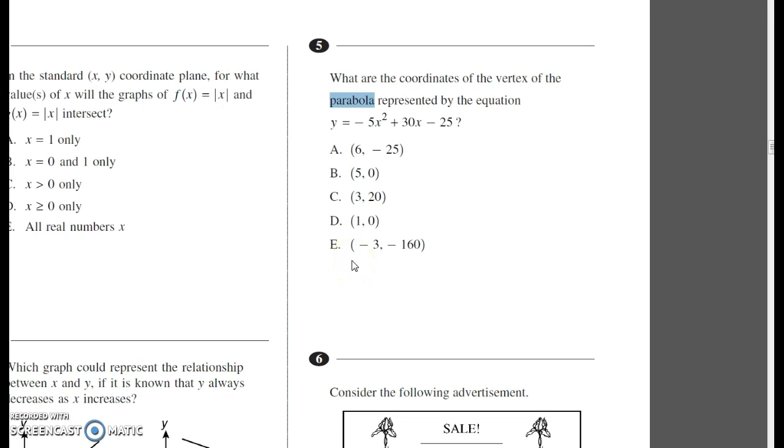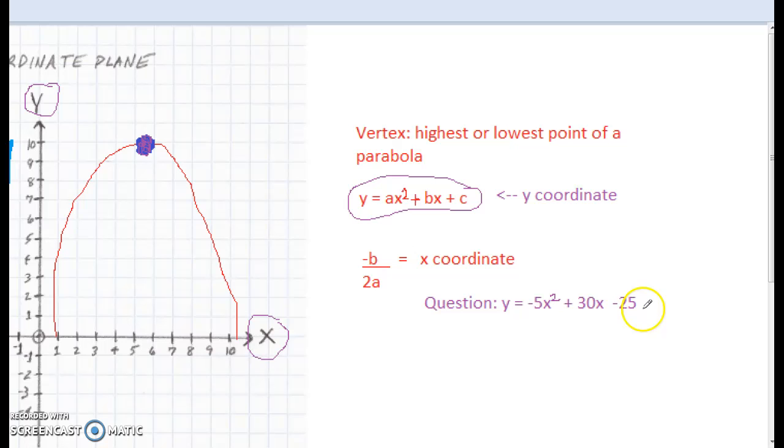We know that the parabola is going to fall somewhere between -160, which is the smallest number, and 20, which is the largest number. That's quite a range, so we can't just imagine what this is going to look like. We have to actually use the formula that they've given us. This is the equation we're working with right here, and I've rewritten it down here so that we know what question we're looking at. In terms of this, the a part of our equation is -5, and the b part of our equation is +30.